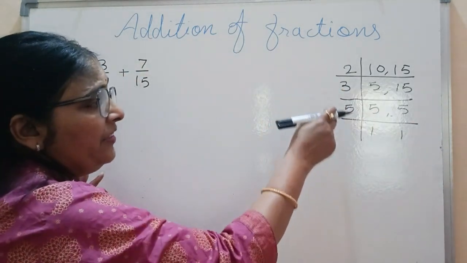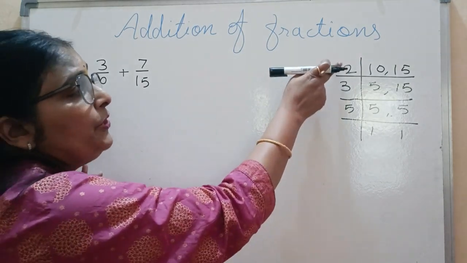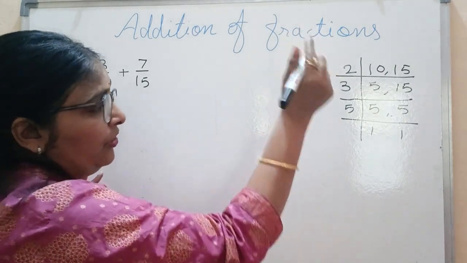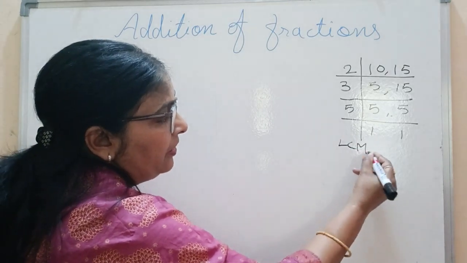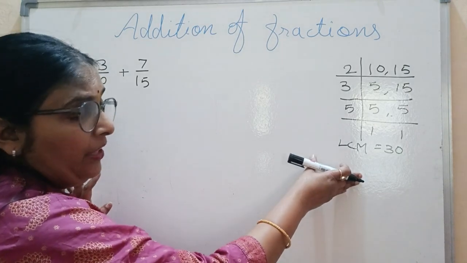So what will be LCM? LCM will be 5 3s are 15, 15 2s are 30. So LCM will be 30. Okay. This is one method to take out LCM.